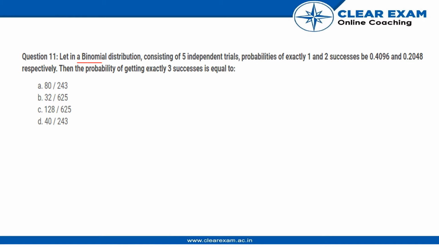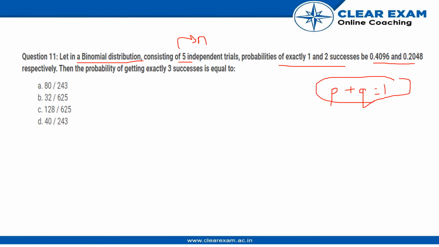So here we have a binomial distribution and it has n, that is the total number of trials, equal to 5. And we are given the probabilities of exactly 1 and 2 successes to be the respective values. So we know that the success rate, that is probability, plus the failure rate is equal to 1, correct? And it is given the probabilities of exactly 1 and 2 successes.